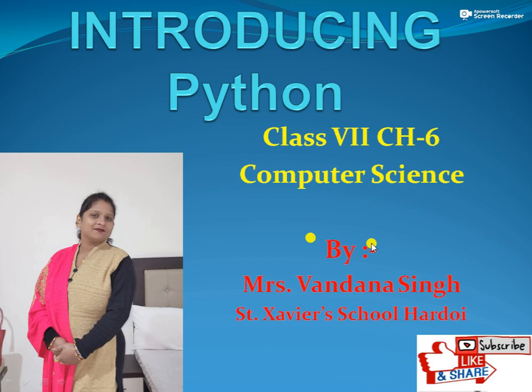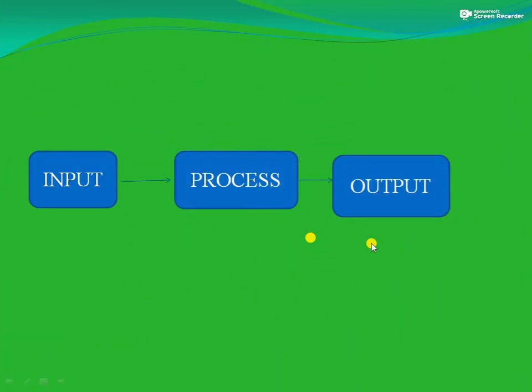In this chapter, we learn about all basic elements of Python. But before starting the chapter, I want to give you a short description of some commonly used terms like IPO and program. So students, let's start with the IPO cycle. IPO stands for Input Process Output.